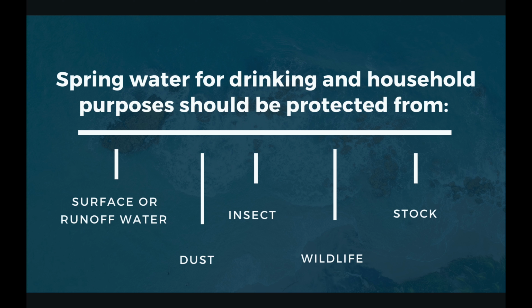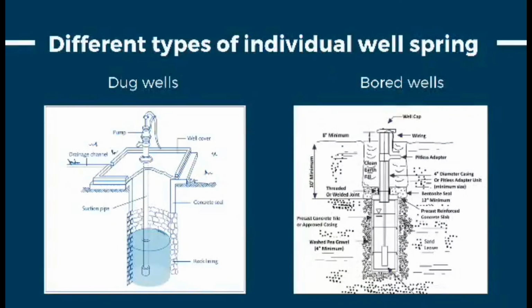Hepatitis A, typhoid, and polio. Different types of individual wellspring. The first one is the dug well. Dug wells are shallow and they are not the best option for your drinking water.